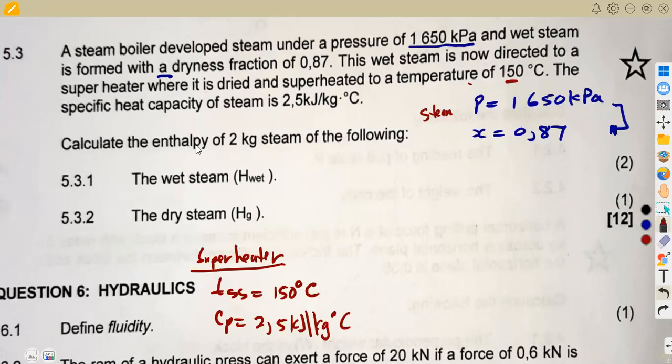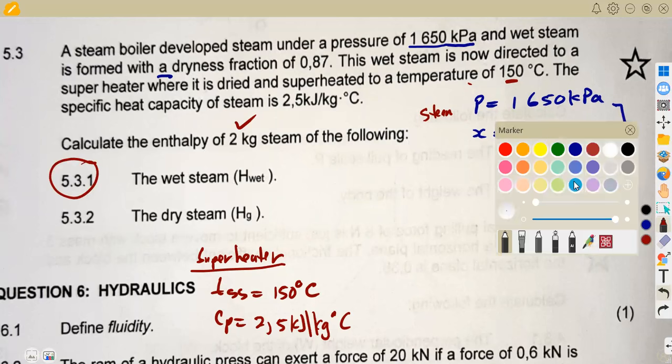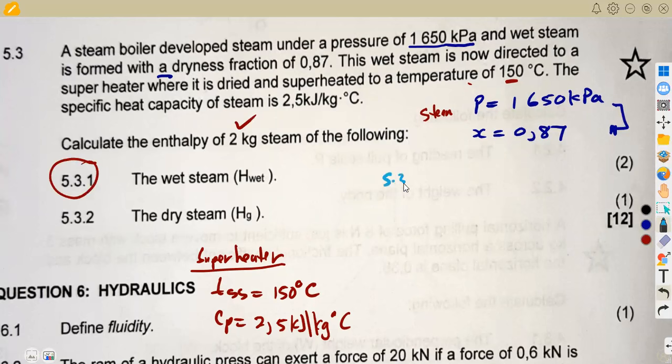The question here is to calculate the enthalpy of 2 kg steam. The enthalpy of 2 kg steam of what? Of the following. The wet steam. All right. Remember H wet in this case, 5.31.